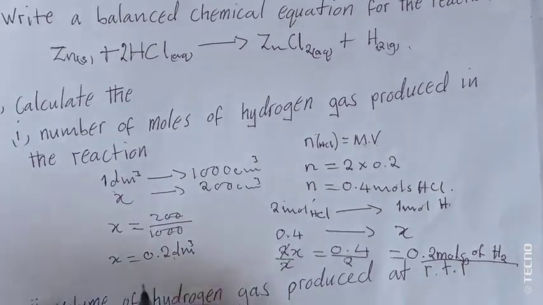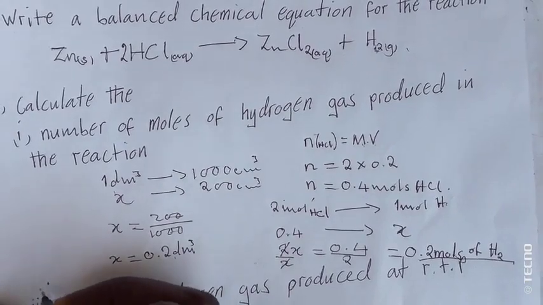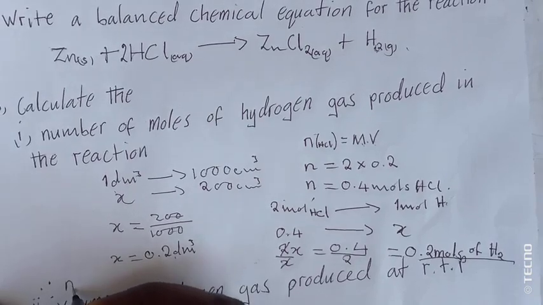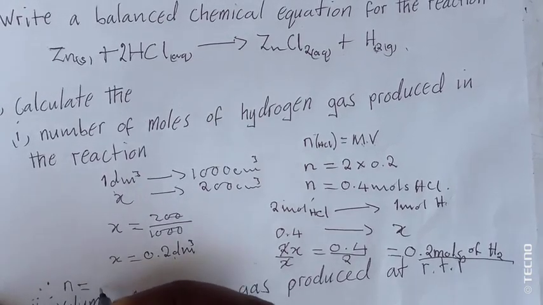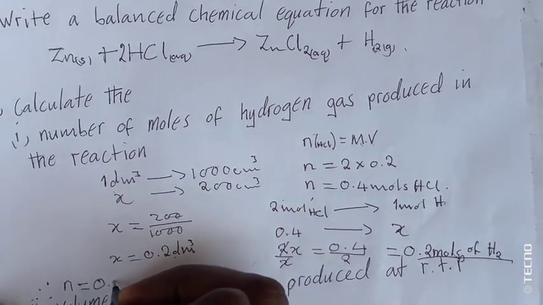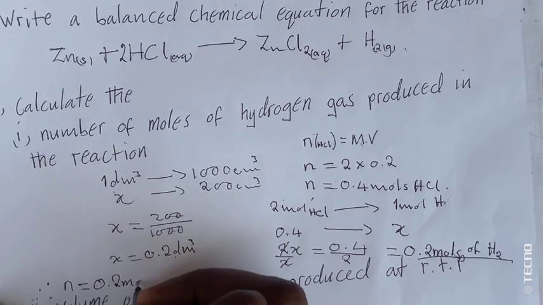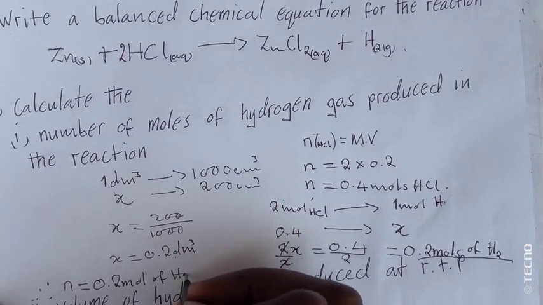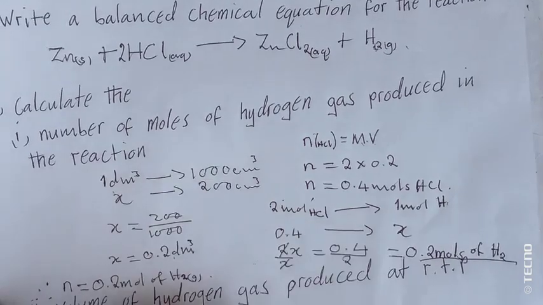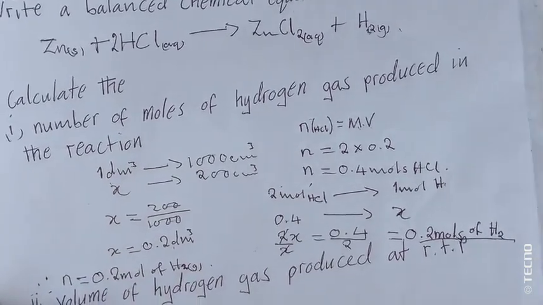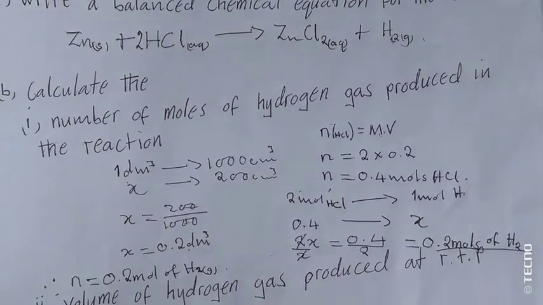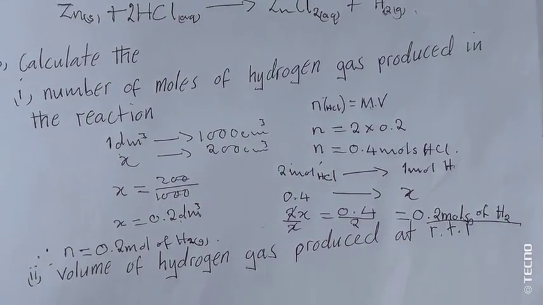So therefore we write the answer here. So moles of hydrogen, we are saying that n is equal to 0.2 moles of hydrogen gas, like this. So this is the answer. So if there is any addition, please you can leave your comment there.